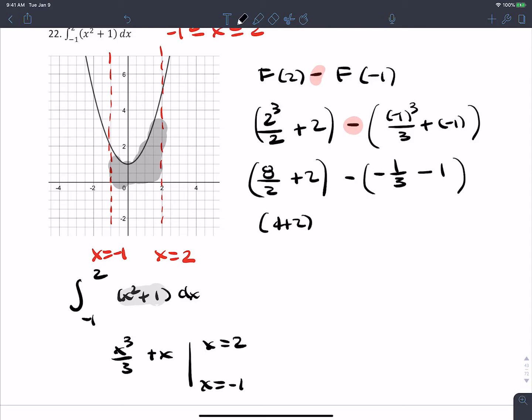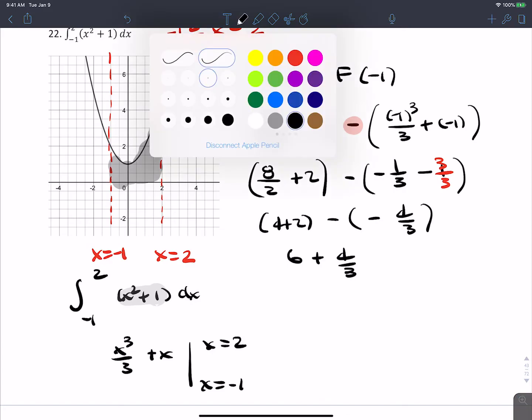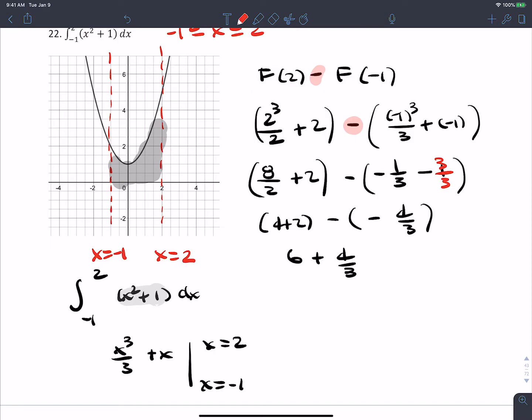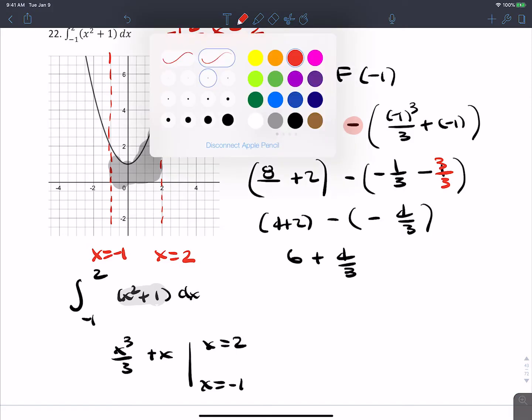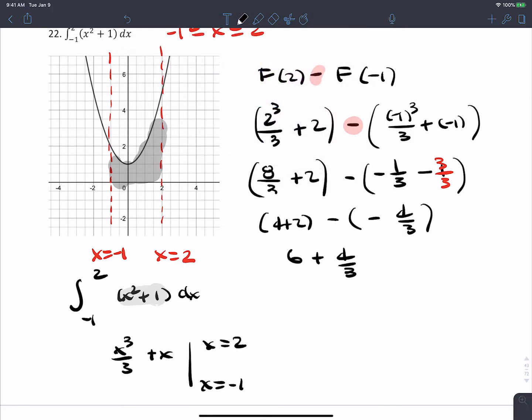So we get 4 plus 2 minus, let's see what this is. Isn't that 3 over 3? Isn't that minus 4/3? So this is 6 plus 4/3. Is that right? 8 over 2 is 4. 4 plus 2. See, 2 cubed, that's 8 over 3. Oh, weird. It's kind of not too good here today. Ooh, 8 over 3. That's going to change everything here.